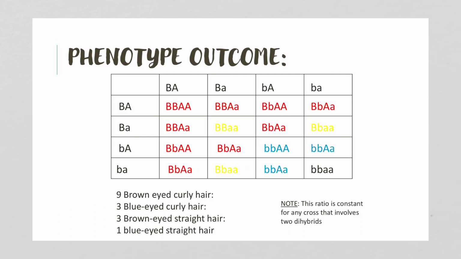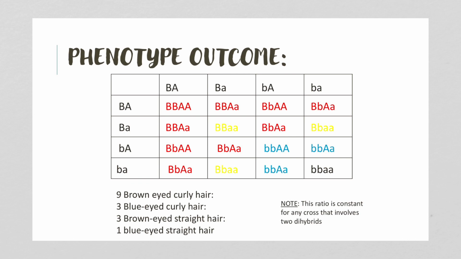To make it a little easier, what I did was I color-coded everything. So now we have to count up all the different phenotype options. So we can have brown-eyed curly hair, and there's actually 9 combinations of that. They have to have at least one big B and one big A. So there's 1, 2, 3, 4, 5, 6, 7, 8, 9. So there's 9 brown-eyed curly hair kids.